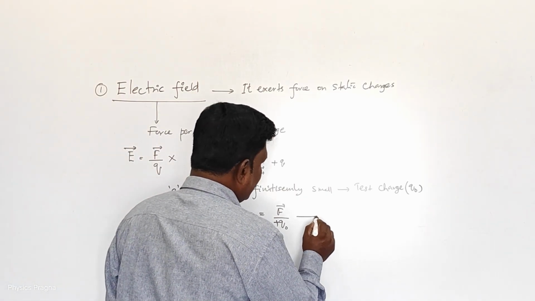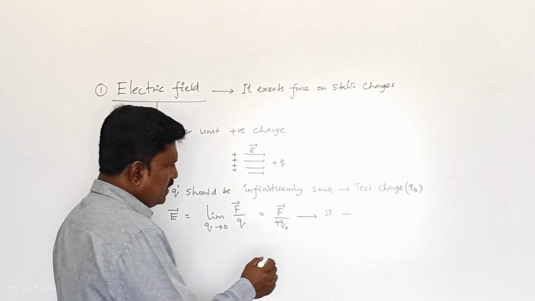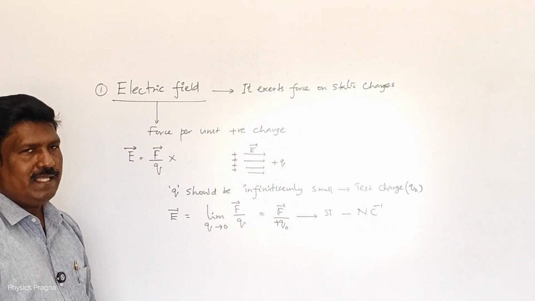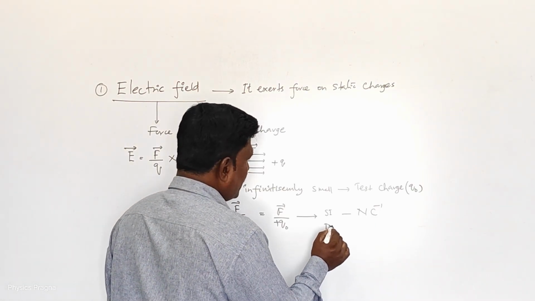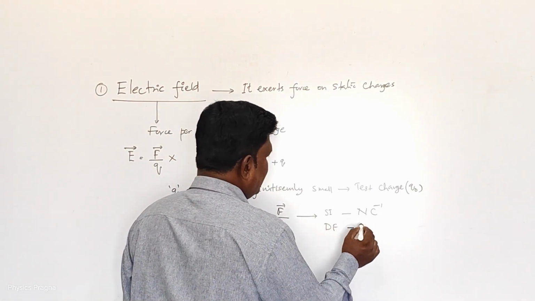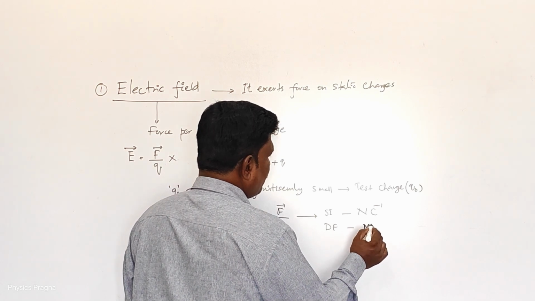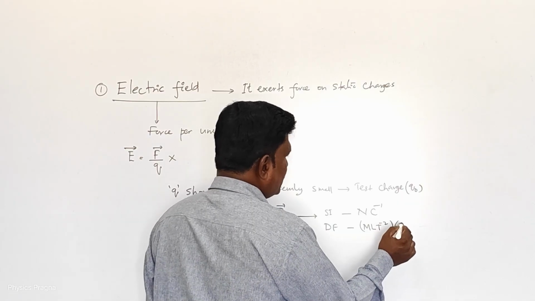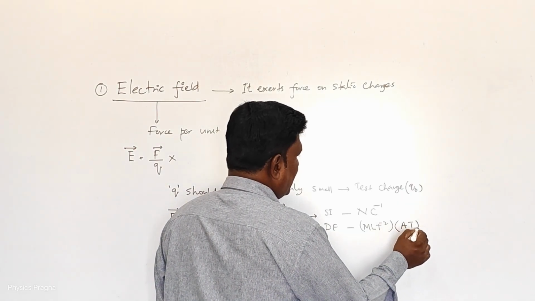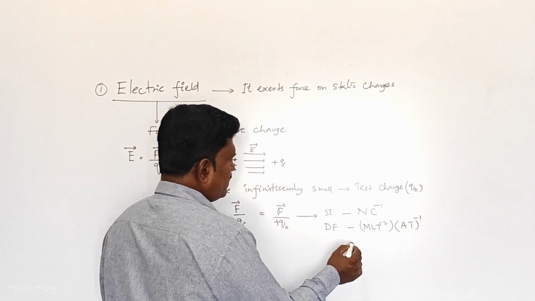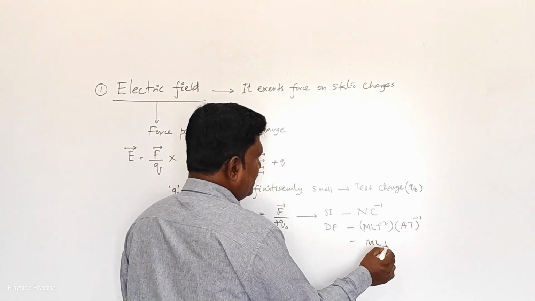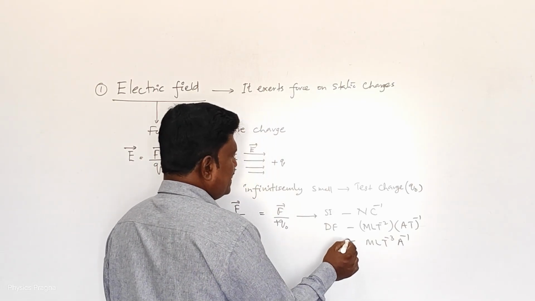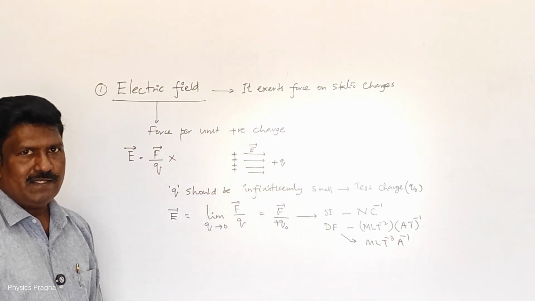So what will be the SI unit for the electric field? The force per charge. Newton per coulomb is the SI unit. What is the dimensional formula for this electric field? Newton is a force, so force dimension formula M L T power minus 2, and coulomb charge dimension formula A T. So we get M L T power minus 3 A power minus 1. This is the dimensional formula of electric field.